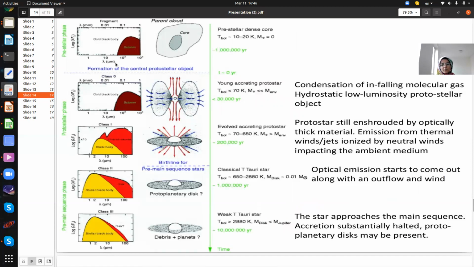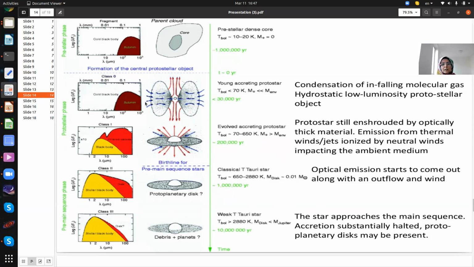Here you see the different processes. For example, here we have just the molecular cloud and its core. It takes around 1 million years. We call it a pre-stellar dense core, and the temperature is 10 to 20 Kelvin, which is a very low temperature. We do not have a disk, and we do not have radiation or any flux from a disk. And then we have the formation of the central protostar object.